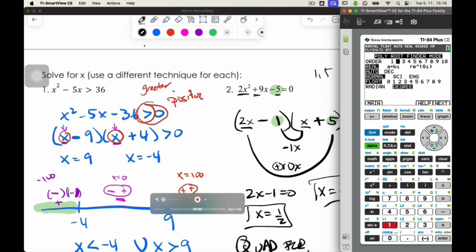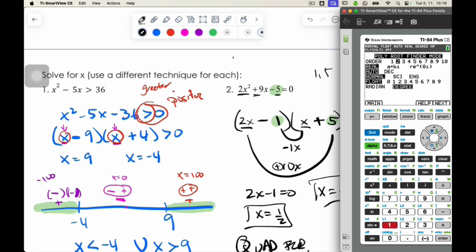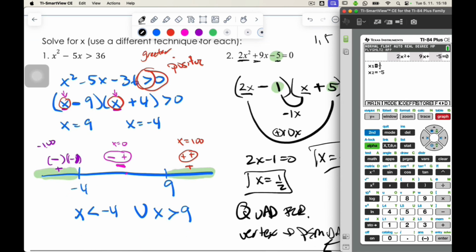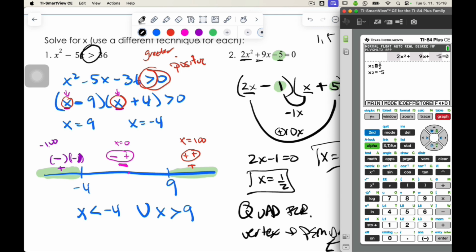The largest power is power 2, so x squared. Next is the graph button. I type 2 in. I type 9 in. I always make that negative 5, and then I can hit solve. And you again can see x equals 1/2 and negative 5. And so those are just some of the techniques we have. When we have an inequality, we use this number line idea to find where it's positive.